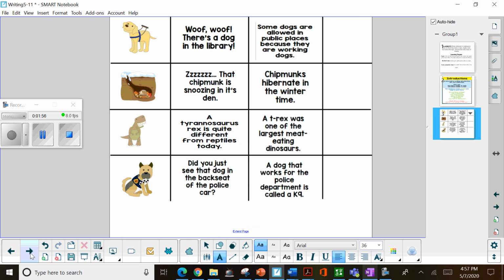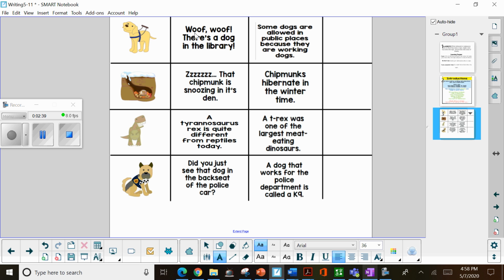So on this next page, I gave you some examples for different topics of two different ways you could begin your writing. So one is about the dog. Now this isn't a normal kind of dog. This is a working dog. Some people that can't see have working dogs. Also, working dogs help police officers find things, or other people that help us, other service workers. This one is a chipmunk that's hibernating or hiding up under his home underground. This is a dinosaur, and this is also a service dog, the canine dogs that they have in police cars.